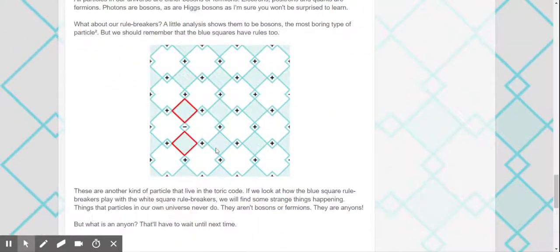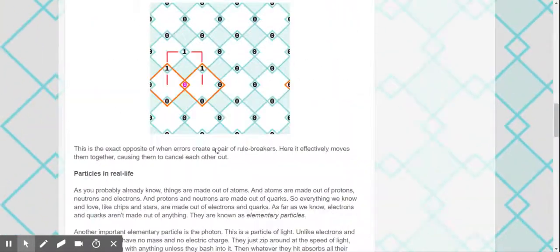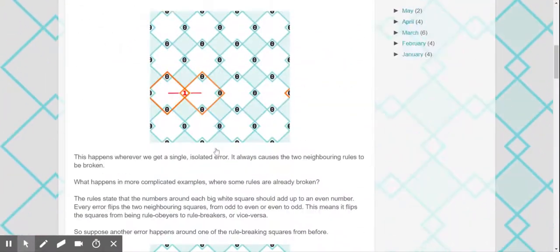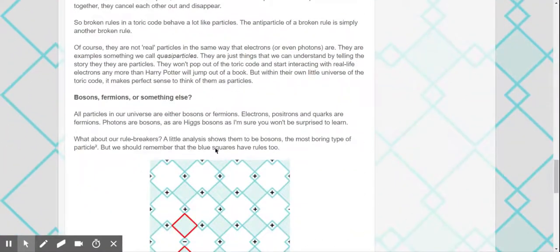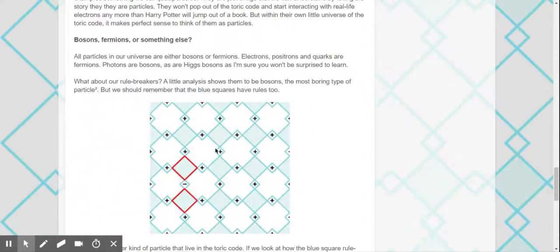Bosons, fermions, and something else. It seems so far unrelated, but it's a pretty nice read. All particles in our universe are either bosons or fermions. Electrons, positrons, and quarks are fermions. Photons are bosons, as are Higgs bosons, as I'm sure you won't be surprised to learn. What about our rule breakers? A little analysis shows them to be bosons, the most boring type of particle.